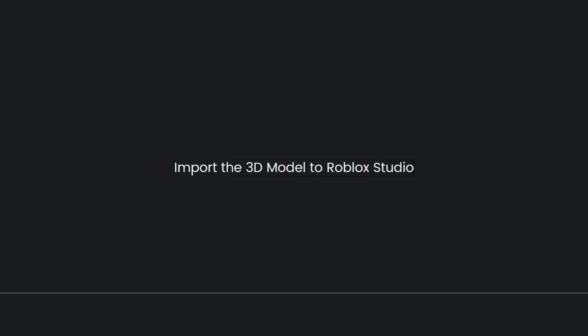Next, import the 3D model to Roblox Studio. Export your 3D model as an .fbx or OBJ file from your 3D modeling software. In Roblox Studio, go to File and Import, and select the exported model. Import it as a mesh part, and create the View Model script.